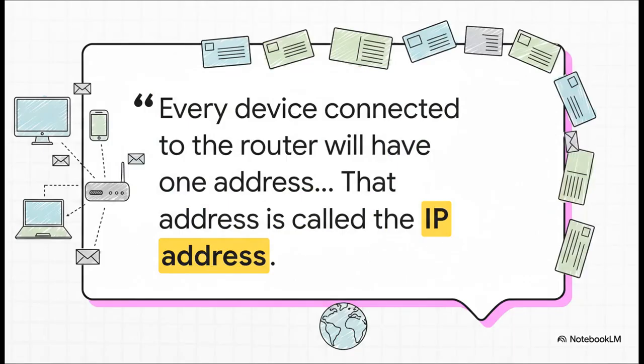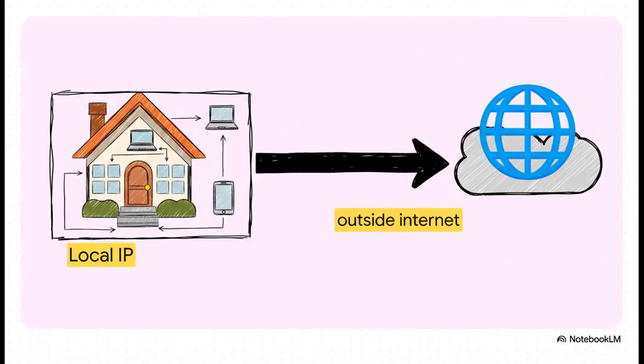Now, for any of these devices to actually talk to each other, they need addresses. It's just like sending a postcard, right? You need a specific house on a specific street. Well, in the digital world, that unique identifier is called an IP address. Okay, and this is a really key concept to grasp. Your network is actually using two kinds of addresses. Your devices have private local IP addresses just to talk amongst themselves inside your house. But when your entire network needs to talk to the outside world, it uses a single public IP address given to you by your internet service provider.